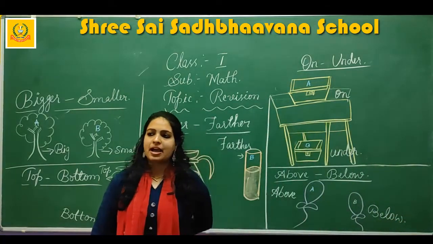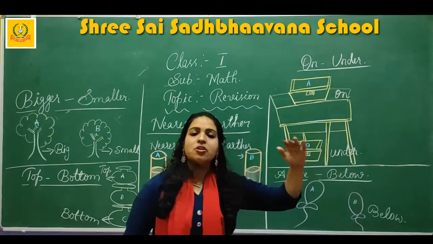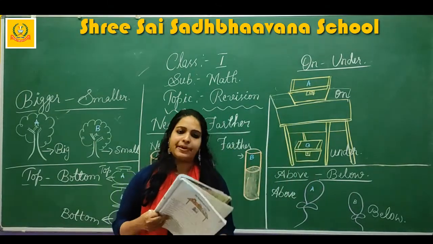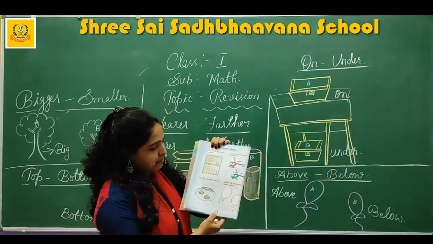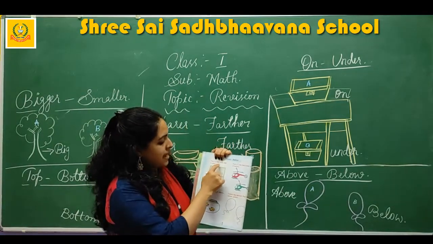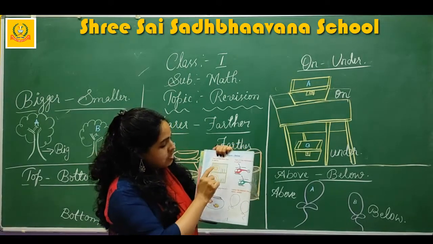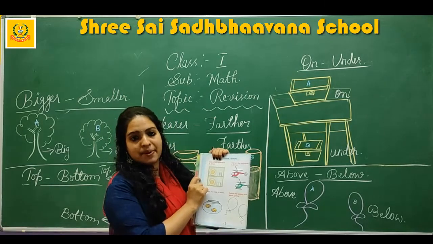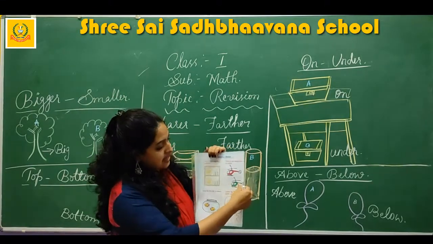Understood now what we mean by above and below? Yes, which is up is called above, which is down is called below. Okay, children? Yes, here you see page number 10. Tick the plate that is above. So here you have to see in which picture the plate is up, or above. To that you have to put a tick.